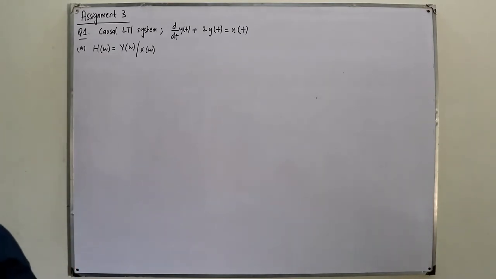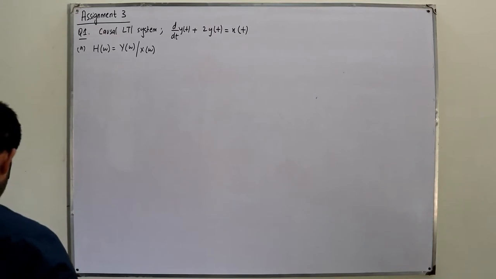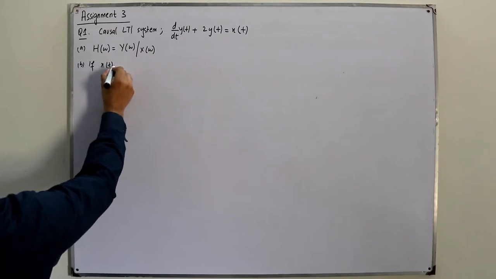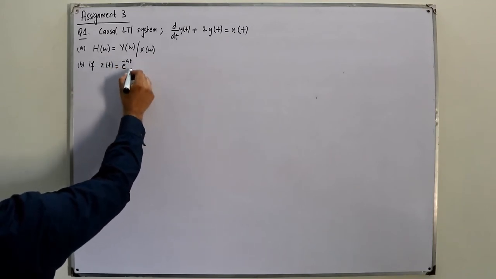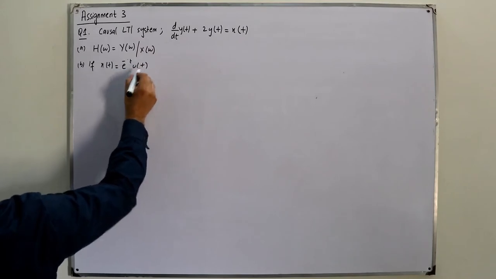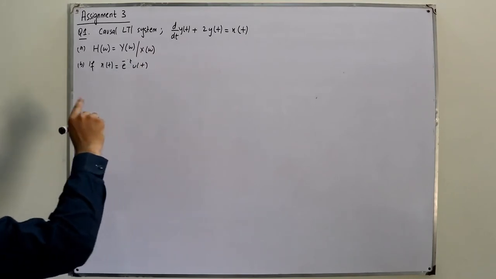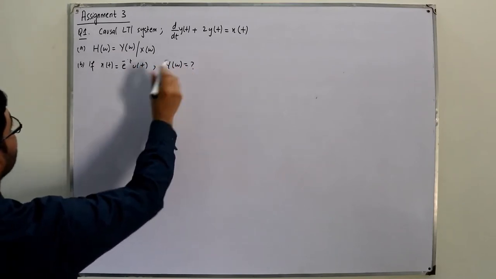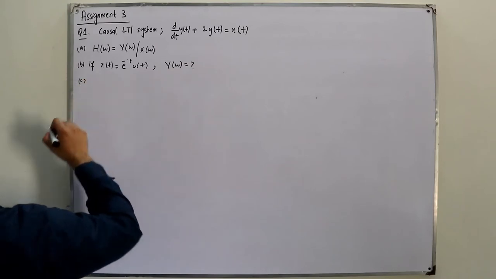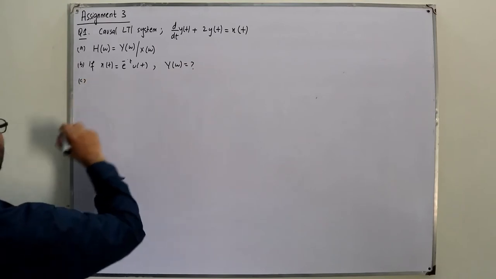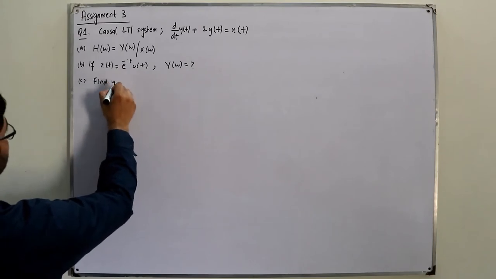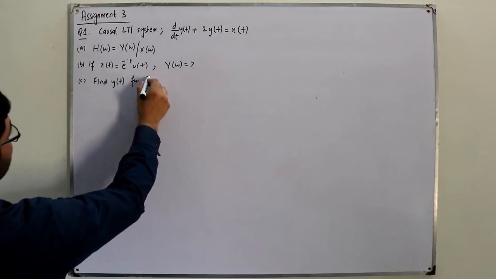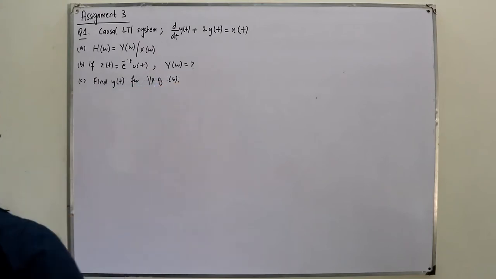The frequency response. And then in part number B, if x of t is exponential of negative a t u of t, and a is 1, so exponential of negative t u of t, determine y of omega. That is the Fourier transform of the output. And in part number C, find y of t for the input of part B.